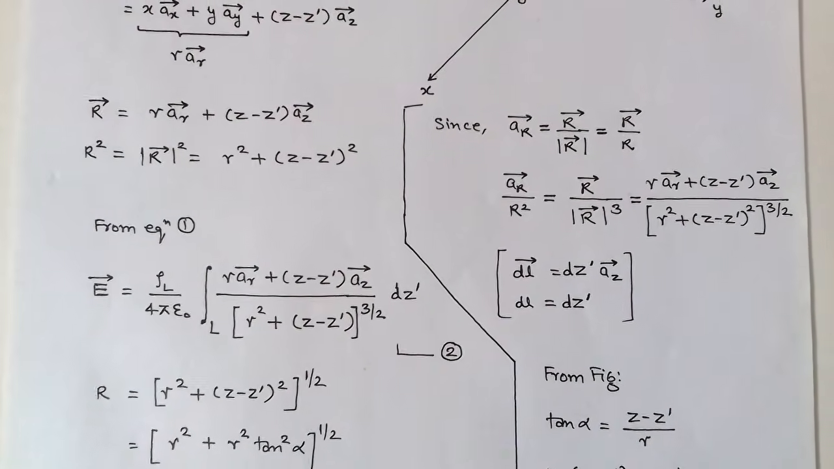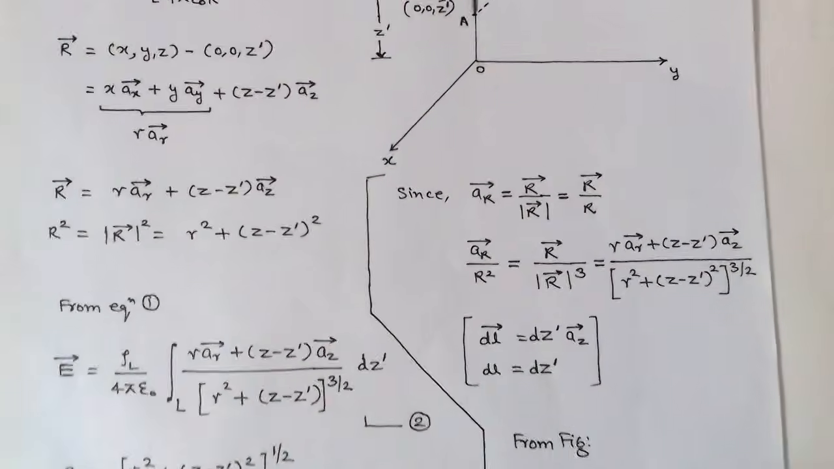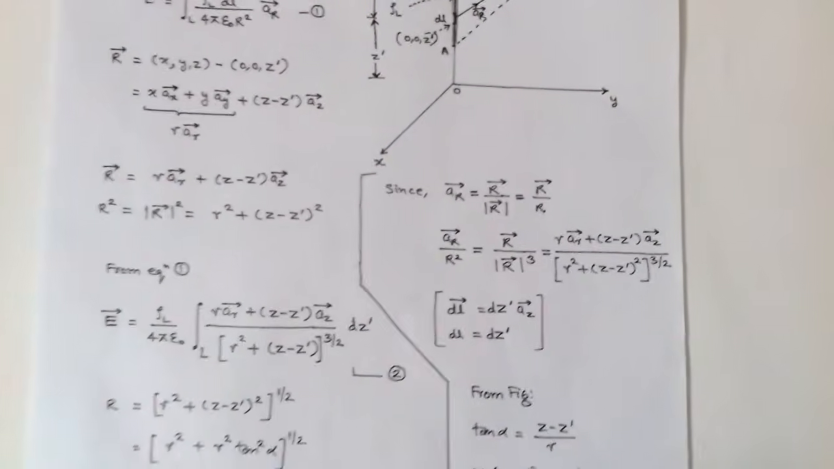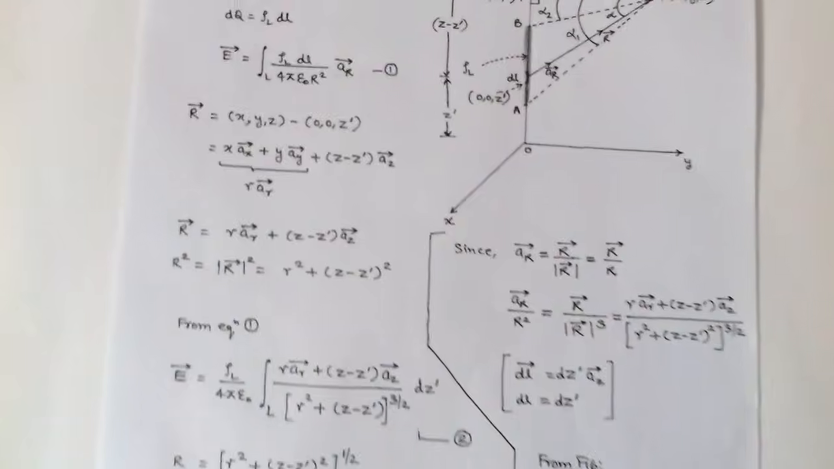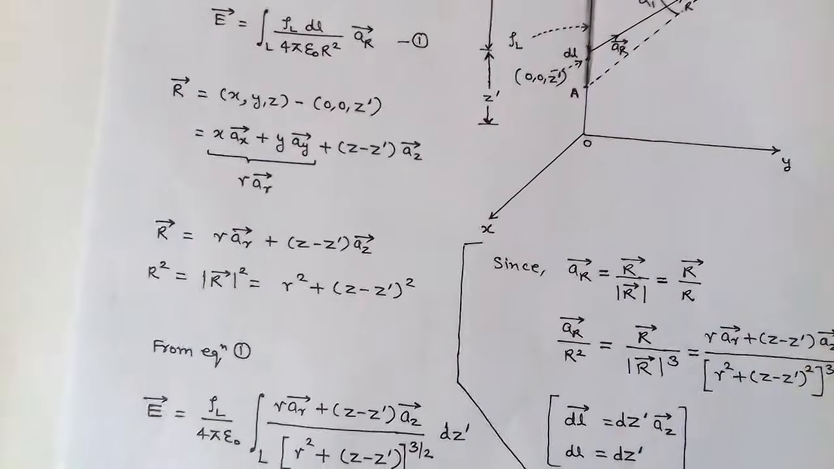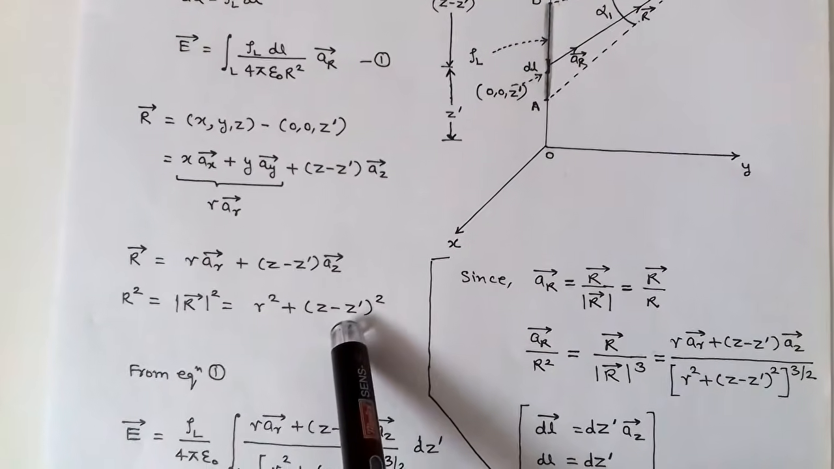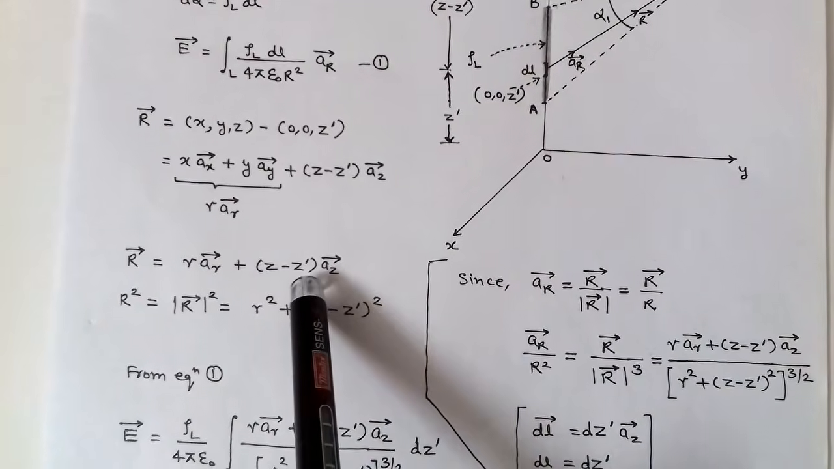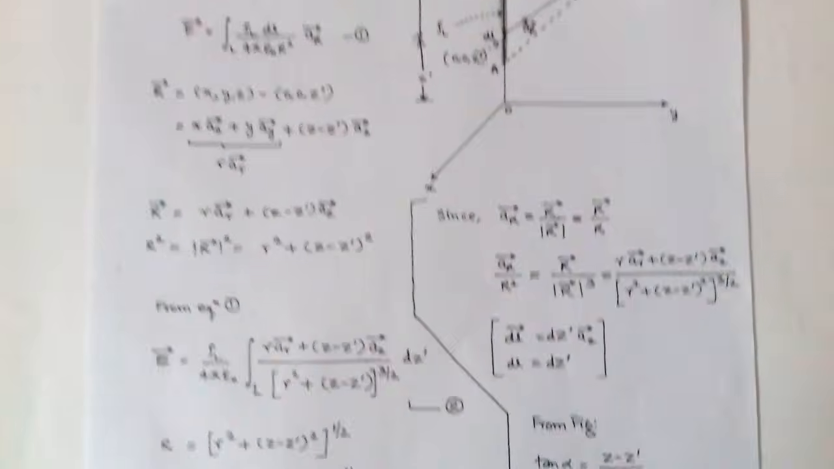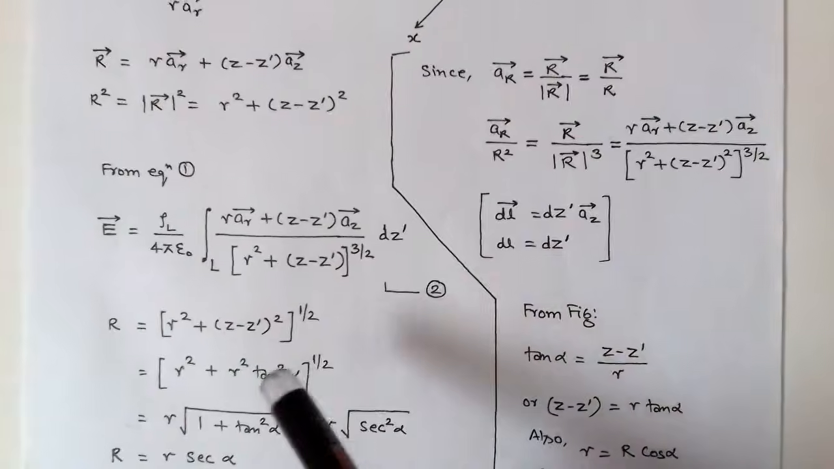Now from this construction we can also use some trigonometry. Now R, capital R, equals magnitude of R, equals r square plus z minus z dash whole square, whole to the power 1 by 2, that is under root.